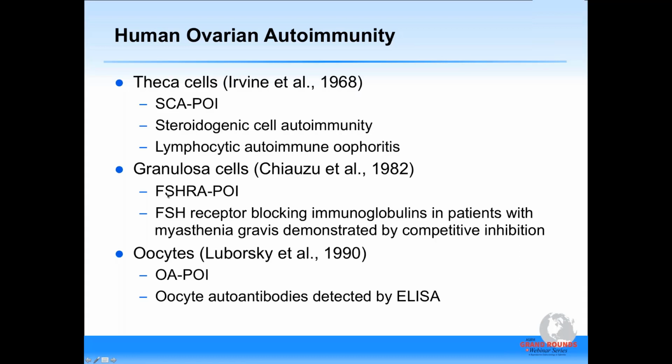Also, other workers have identified rare cases where there are FSH receptor antibodies causing POI. And these are FSH receptor blocking immunoglobulins in patients primarily with myasthenia gravis, which can be demonstrated by competitive inhibition experiments. So there's no doubt this exists. It just turns out, as I'll show you, this is extremely rare, and it hasn't been reported in the absence of myasthenia gravis. So that's essentially the only place you see this as a form of autoimmune POI. And then there's evidence to suggest there's an autoimmunity against oocytes that can be a cause of POI, and we'll talk a little bit about that. It turns out the autoimmunity against oocytes is in a highly specific, extremely rare population.